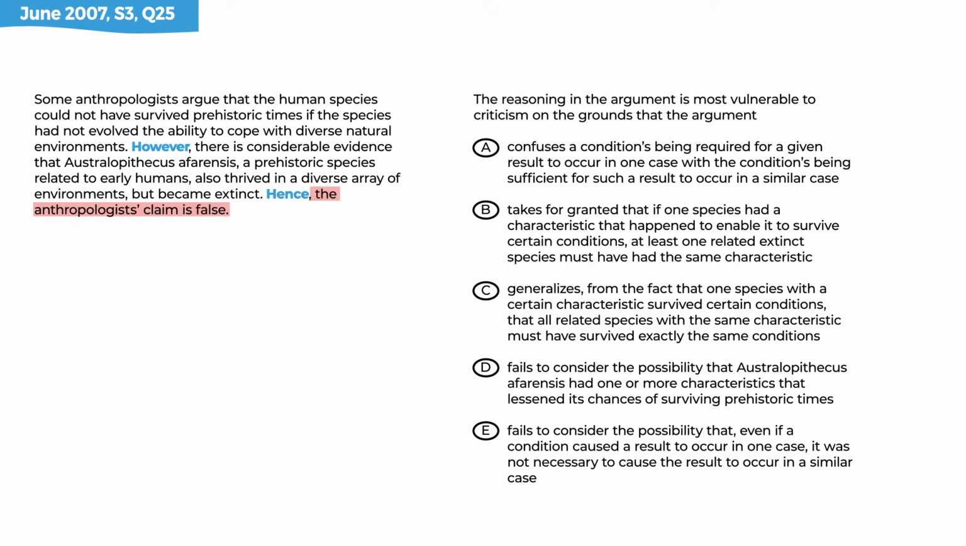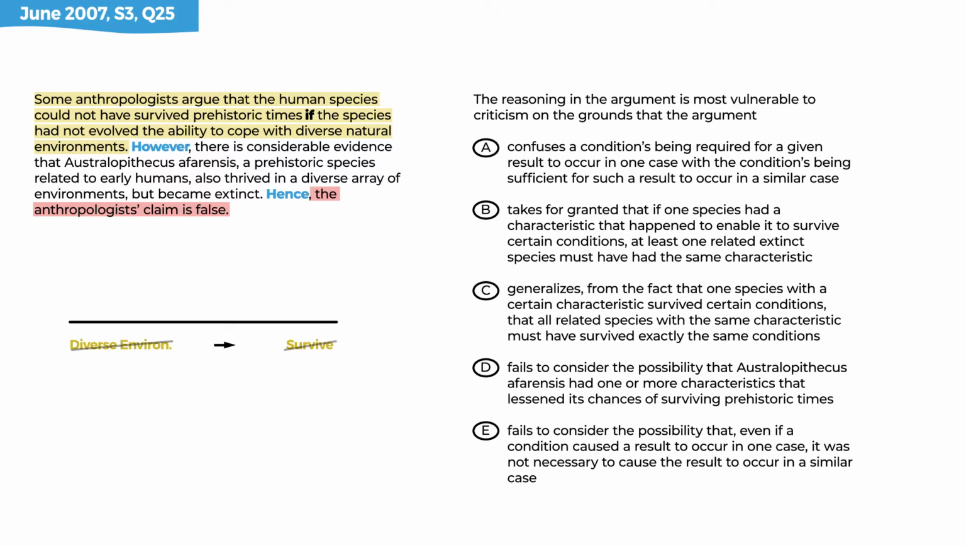So what is the anthropologist's claim? The anthropologist is claiming that the human species could not have survived prehistoric times if the species had not evolved the ability to cope with diverse natural environments. The most important thing to notice in there is the word if. If is an organizational language cue that tells us that what the anthropologists are claiming is a conditional relationship. It's an if-then idea. So it's usually a good idea to go ahead and see what it is that they're suggesting.